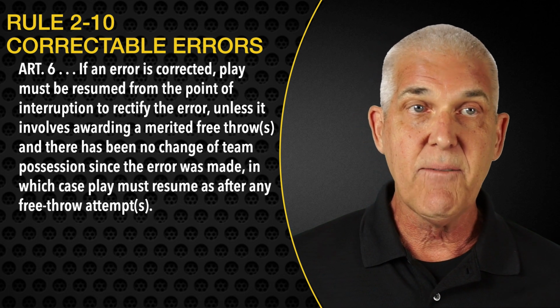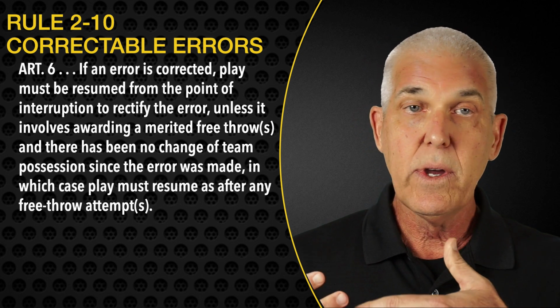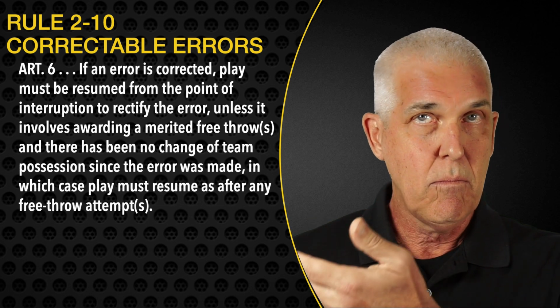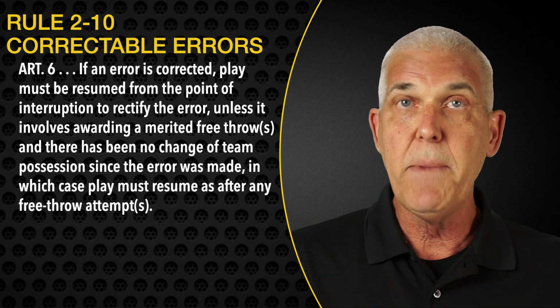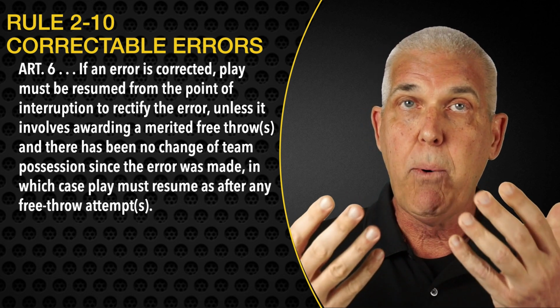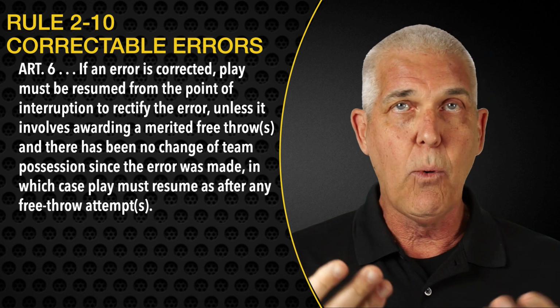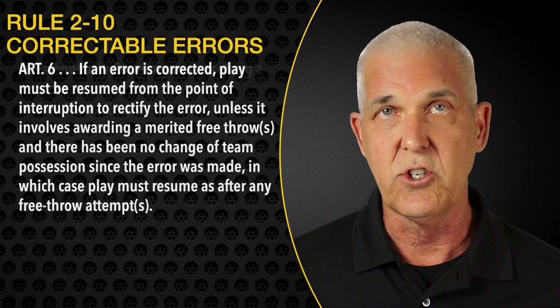Article 6 emphasizes the fact that if an error is corrected, we will do one of two things. We will either begin the game from merited free throws, or we will move to the point of interruption. Knowing the point of interruption becomes a very valuable part of the equation.